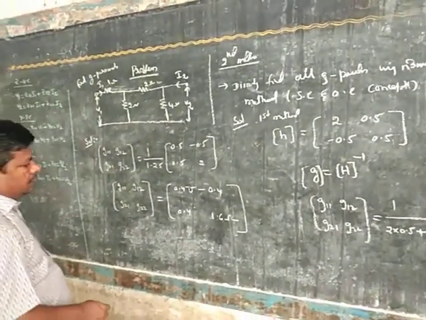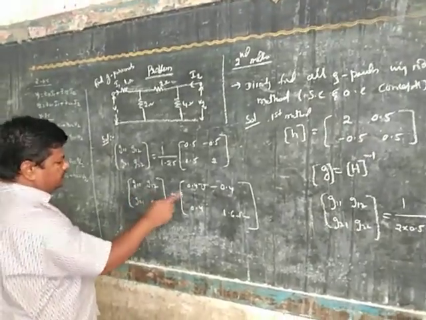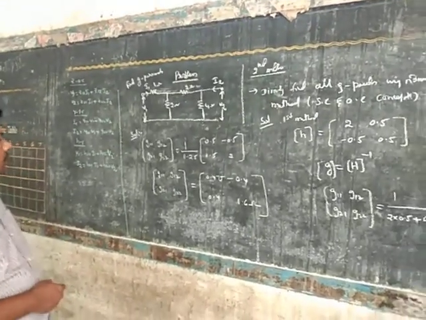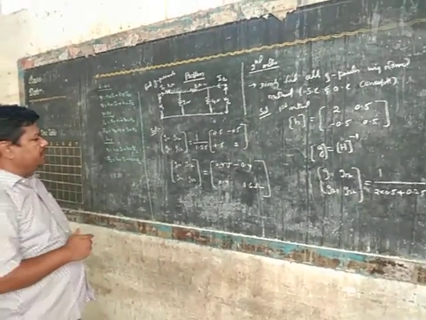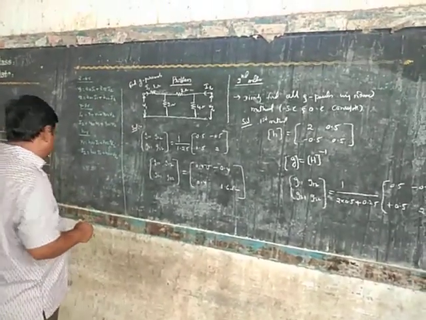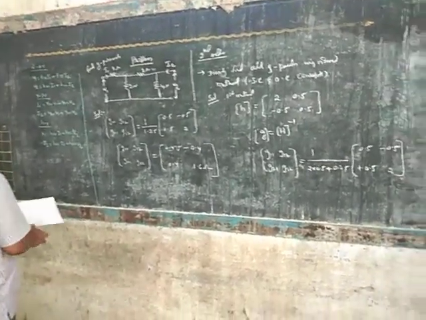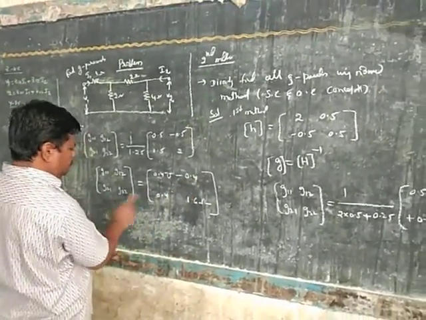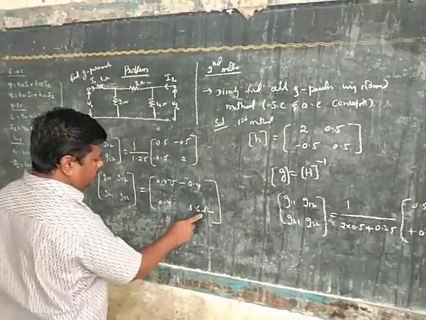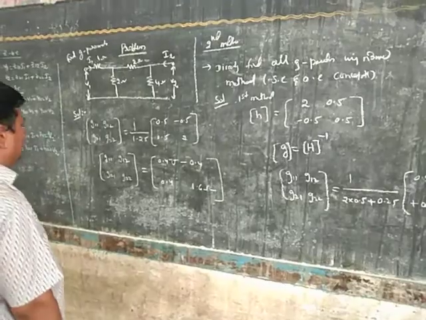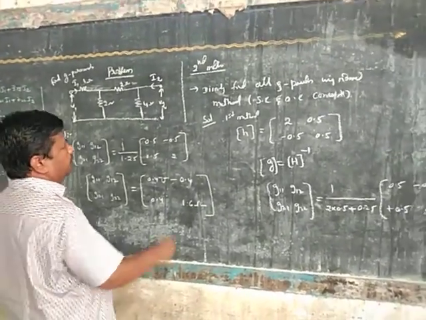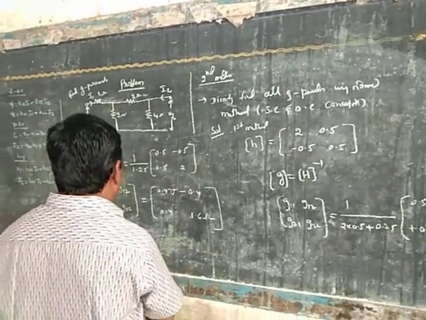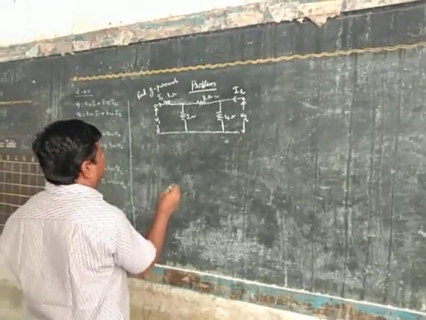Okay, like that you can find G11, G12, G21 and G22 using the indirect method. Once you know the H parameters, by using H parameters you can easily calculate G parameters, right? So G11 is 0.4 mho and G12 is minus 0.4, G21 is 0.4 and G22 is 1.6 ohms, right? Now by using the direct method, we follow the second method again. By using the second method, we have to verify the results.